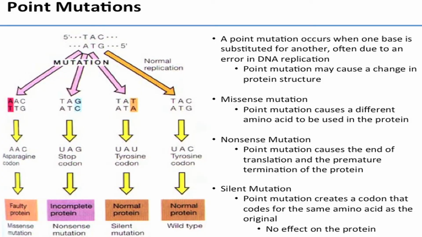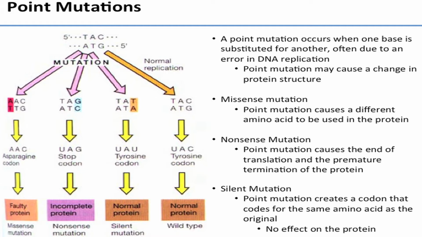Point mutations. Okay, there are a variety of point mutations that are out there. A point mutation will cause a change in the protein structure. It could be good or bad. So a missense mutation will cause a different amino acid to be used in the protein, as I mentioned here. A nonsense one is one where it causes the end of the translation and the premature termination of the protein, which I mentioned to you too.